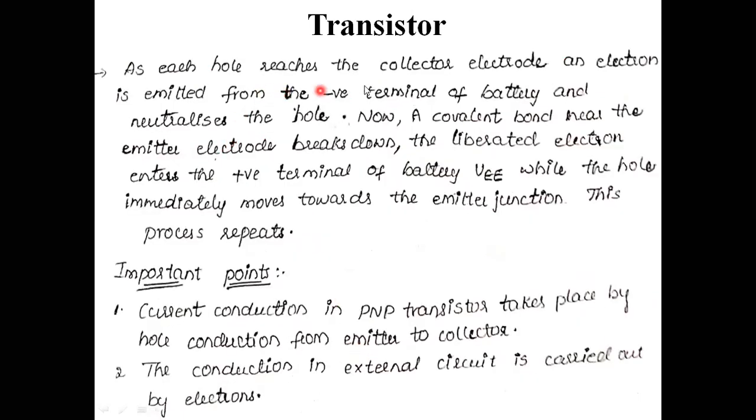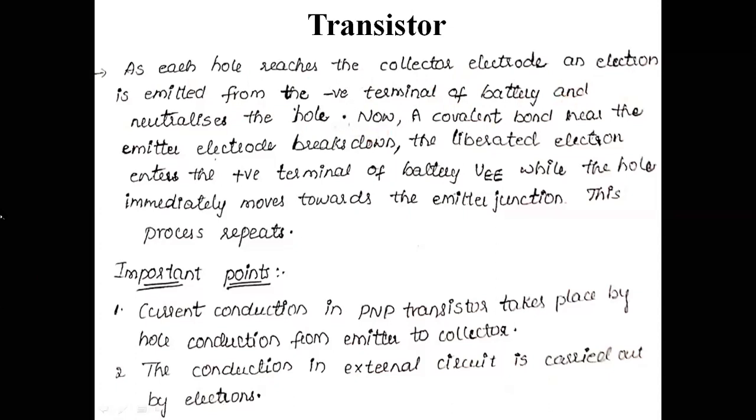As each hole reaches the collector electrode, an electron is emitted from the negative terminal of the battery and neutralizes the hole.